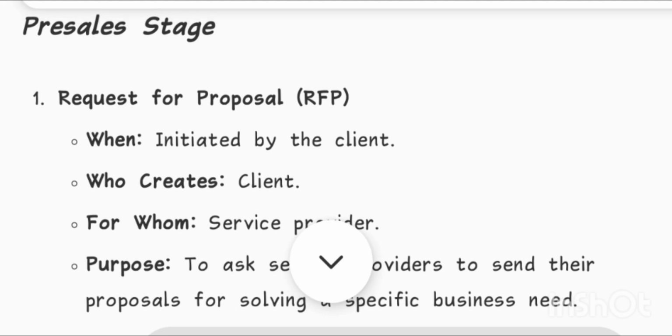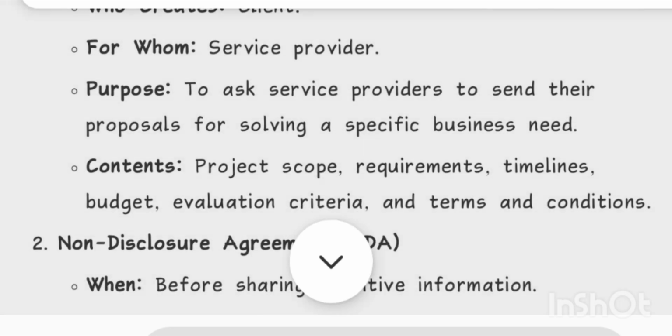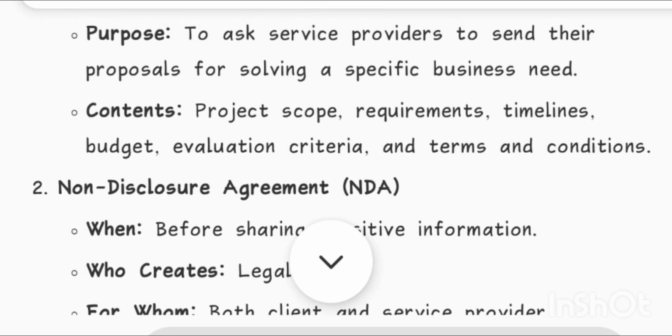Stage 1, Request for Proposal, RFP. When? Initiated by the client. Who creates? Client. For whom? Service provider. Purpose: to ask service providers to send their proposals for solving a specific business need. Contents: project scope, requirements, timelines, budget, evaluation criteria, and terms and conditions.